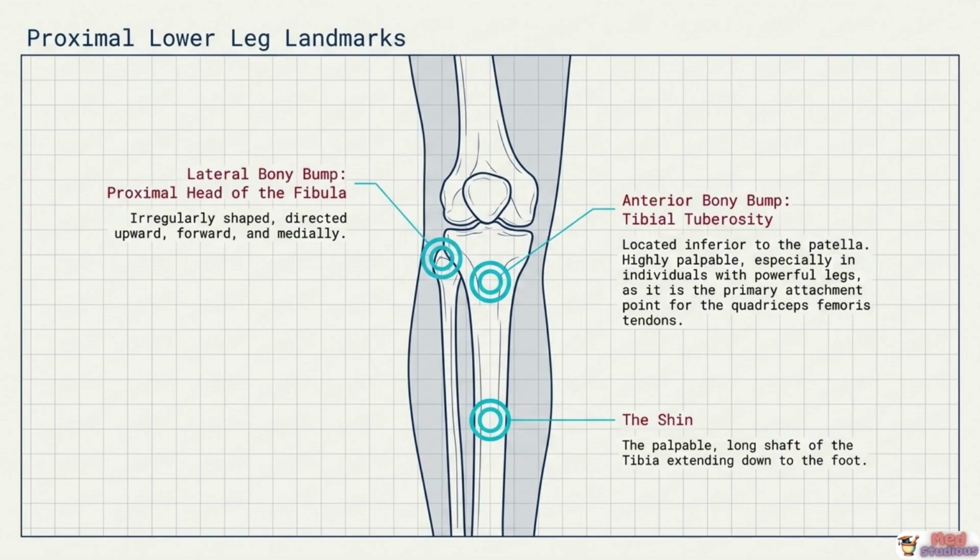The common peroneal nerve wraps directly around the fibular neck, just distal to this head, making it extremely vulnerable to compression and injury at this precise surface point. The third landmark is the shin, the palpable long anterior shaft of the tibia running the full length of the lower leg, covered only by skin and periosteum.